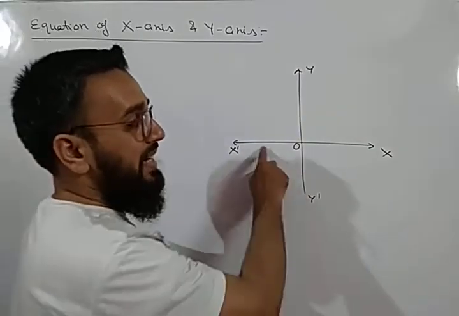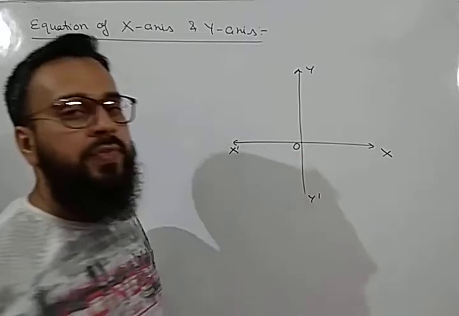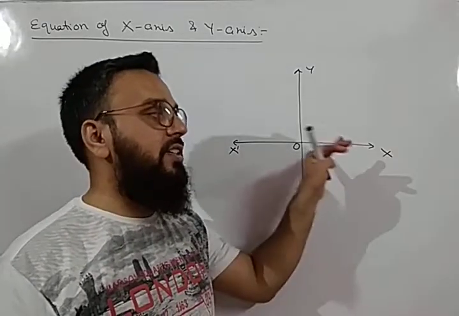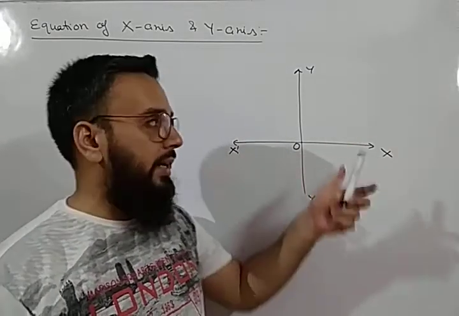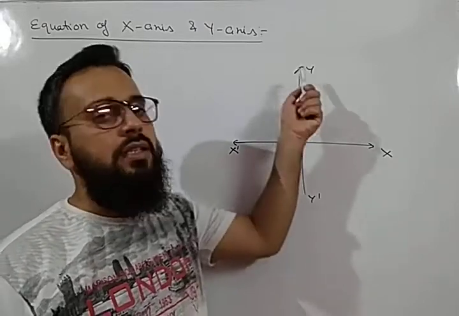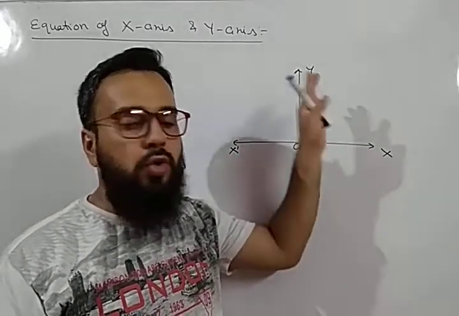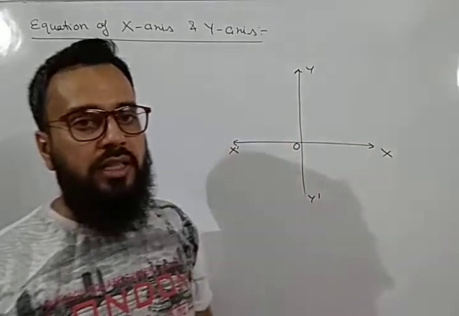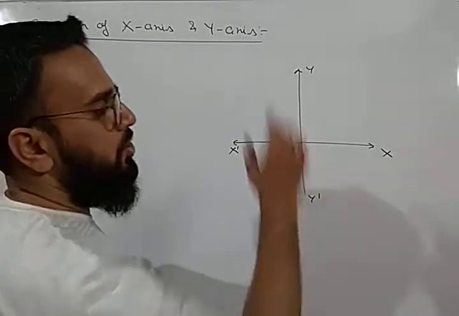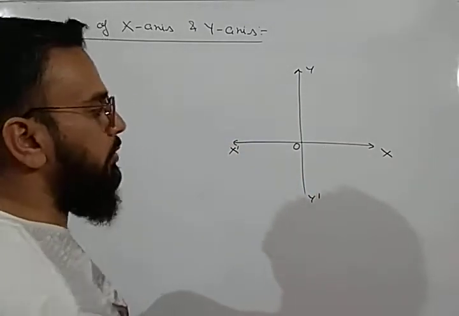So x-axis is a straight line, y-axis is a straight line. It means we can represent the x-axis as an equation in two variables, and similarly the y-axis can be written as a linear equation in two variables. So what will be the linear equation of x-axis? I am going to discuss that.